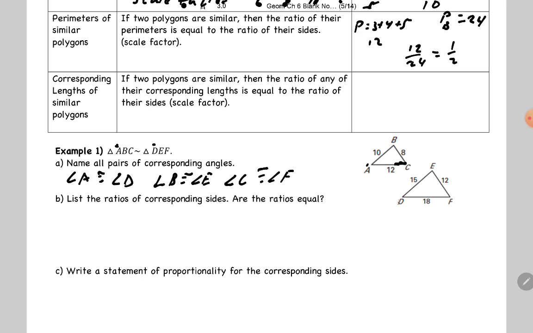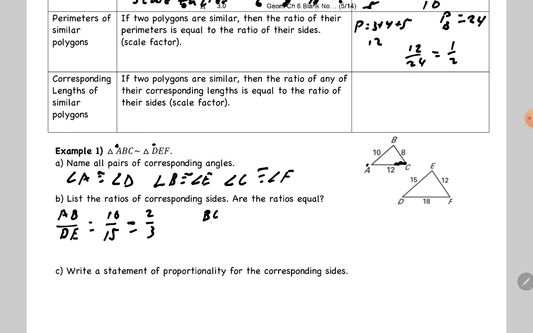List the ratios of corresponding sides. Are the ratios equal? Now these should be, but I'm going to list them out. AB over DE. So those are the corresponding sides, and that is 10 over 15. And if we reduce that, that gives us 2 over 3.